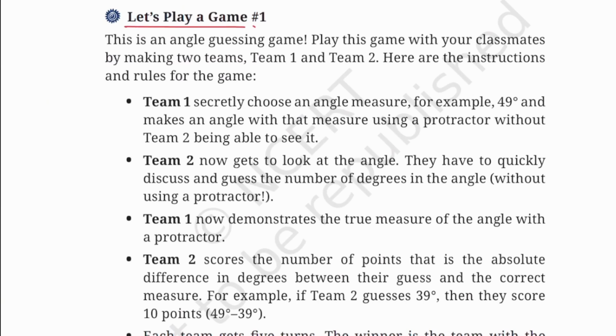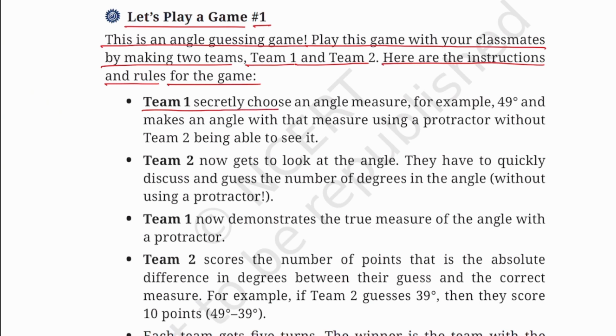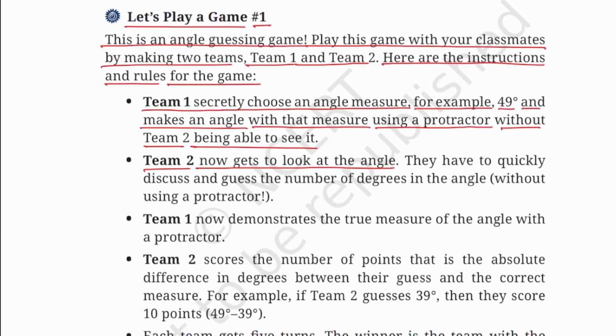Let's play a game. Game 1. This is an angle guessing game. Play this game with your classmates by making two teams, Team 1 and Team 2. Here are the instructions and rules for the game. Team 1 secretly chooses an angle measure, for example 49, and makes an angle with that measure using a protractor without Team 2 being able to see it. Team 2 now gets to look at the angle.